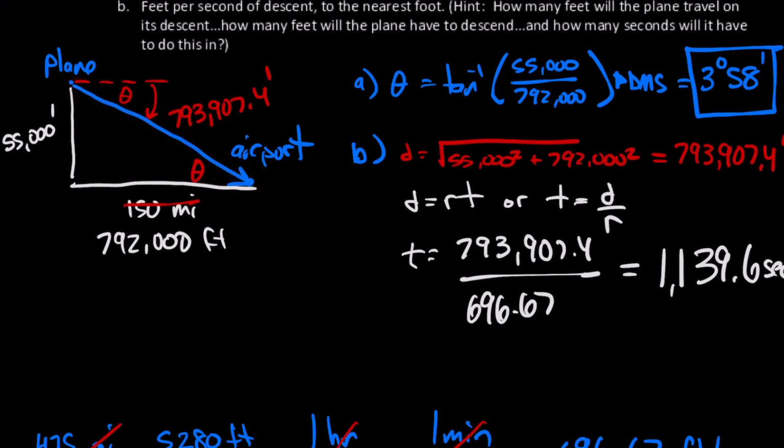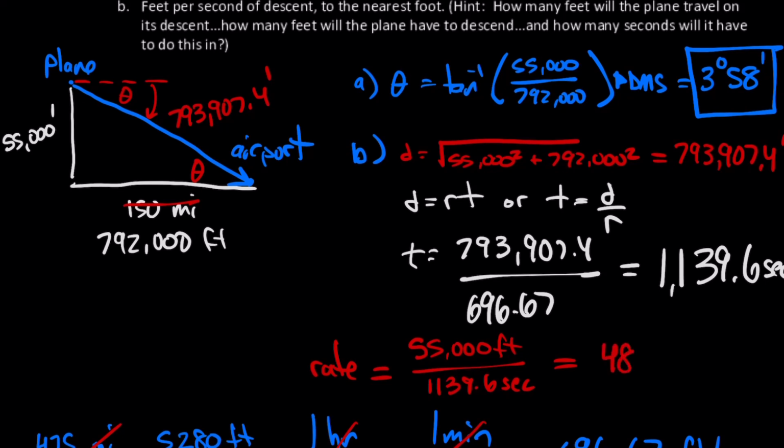What that tells me is it takes that long for the plane to descend to the airport. The very last thing we need to do, if we want the rate of descent: we know how long it takes to travel this, and we know my elevation is 55,000 feet. If I want to find out how many feet per second it's dropping, I just divide again. So my final answer is 55,000 feet divided by 1,139.6 seconds. That gives me a rate of descent. If I divide that out and round to the nearest foot, 48 feet per second.